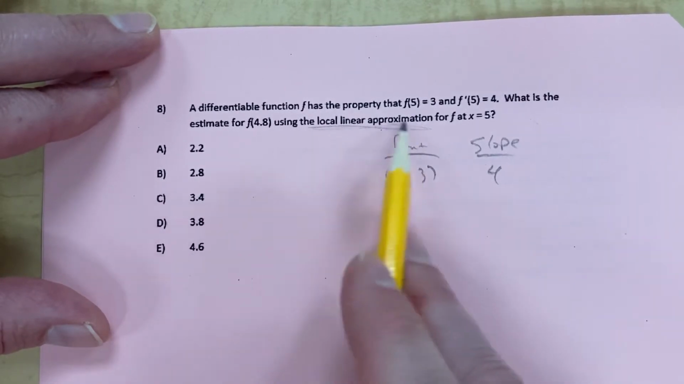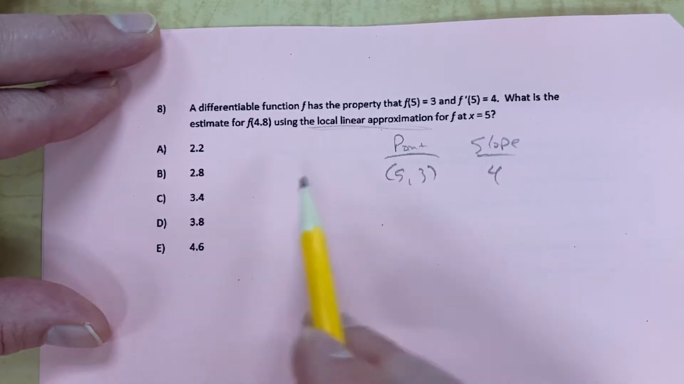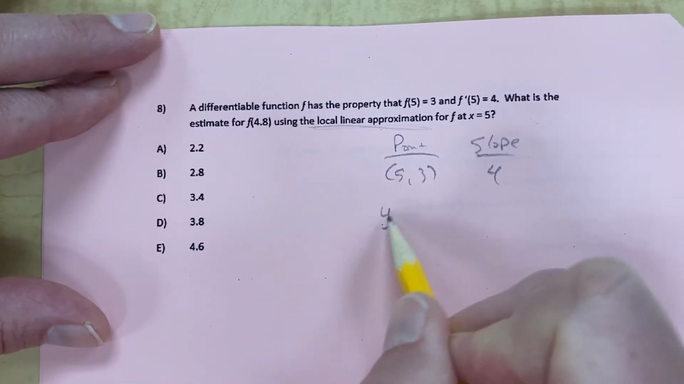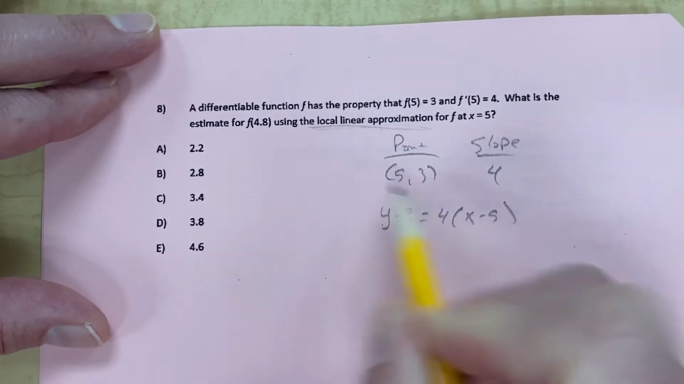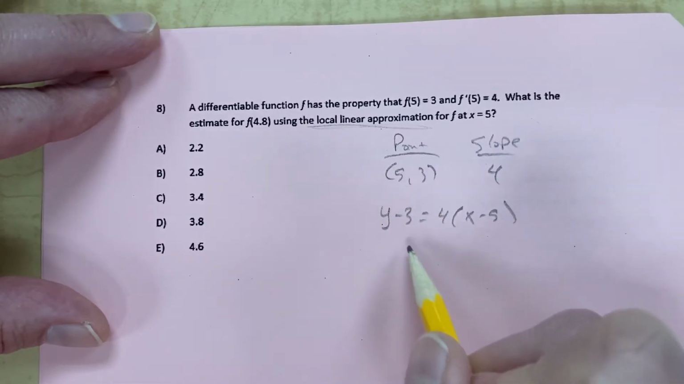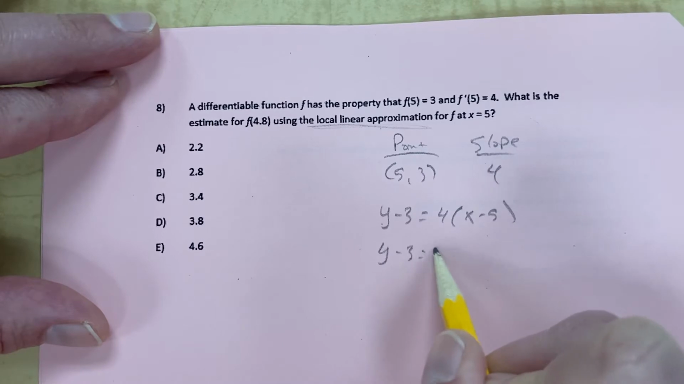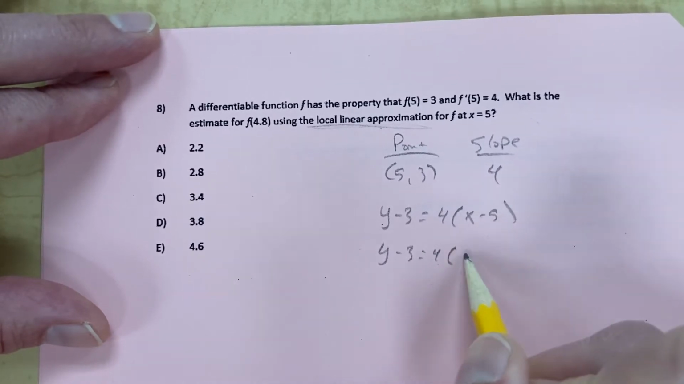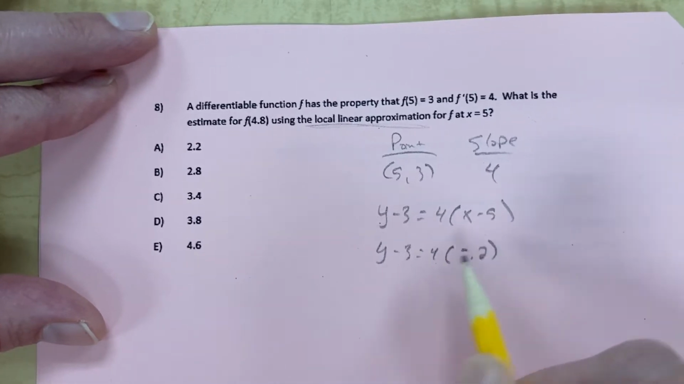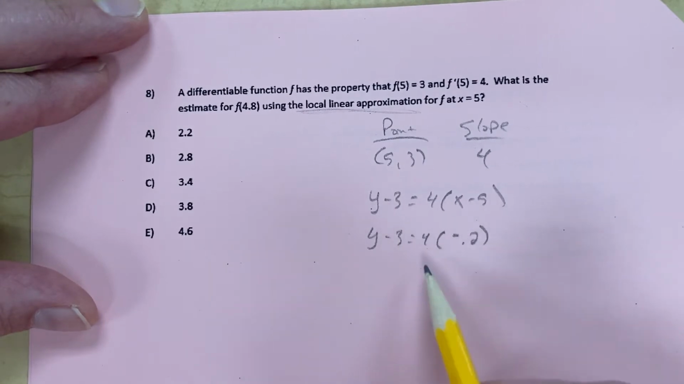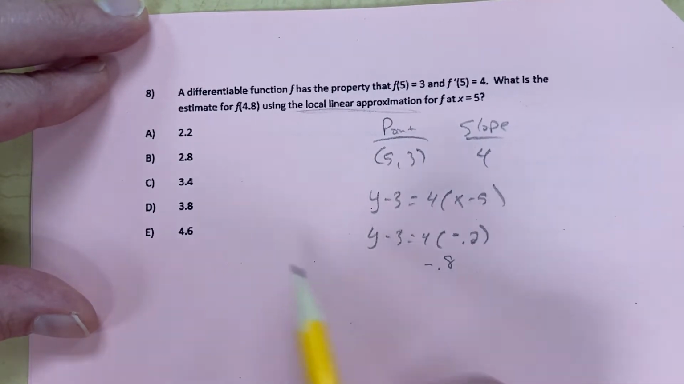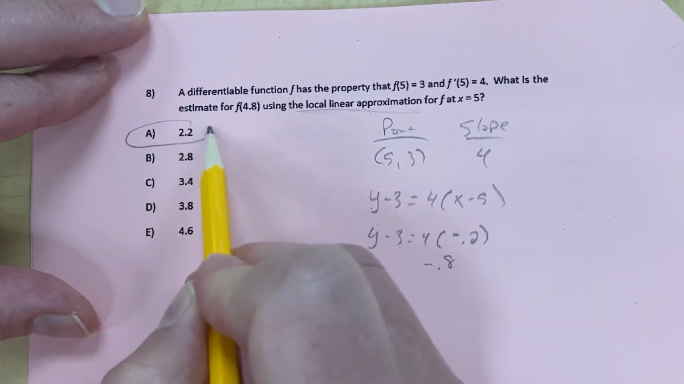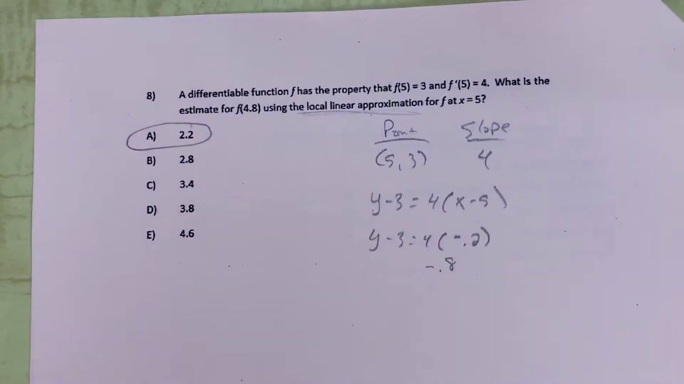Okay, so anytime you see an approximation or a local linear, something like that, we're building a tangent line. So y minus 3 equals 4 times x minus 5. We're going to put 4.8 in for x. So y minus 3 equals 4 times 4.8 minus 5. That's a negative 0.2. And so this will give us a negative 0.8. And if I add 3 to that, we're going to get 2.2. There's our answer.